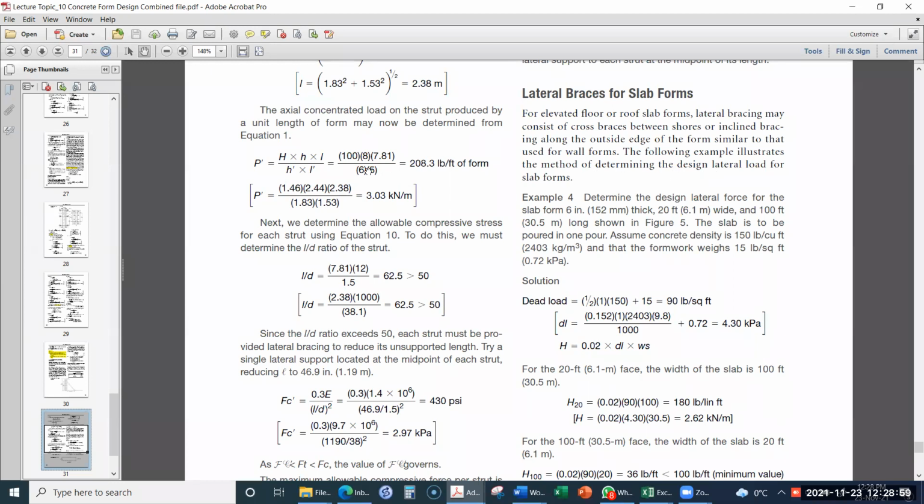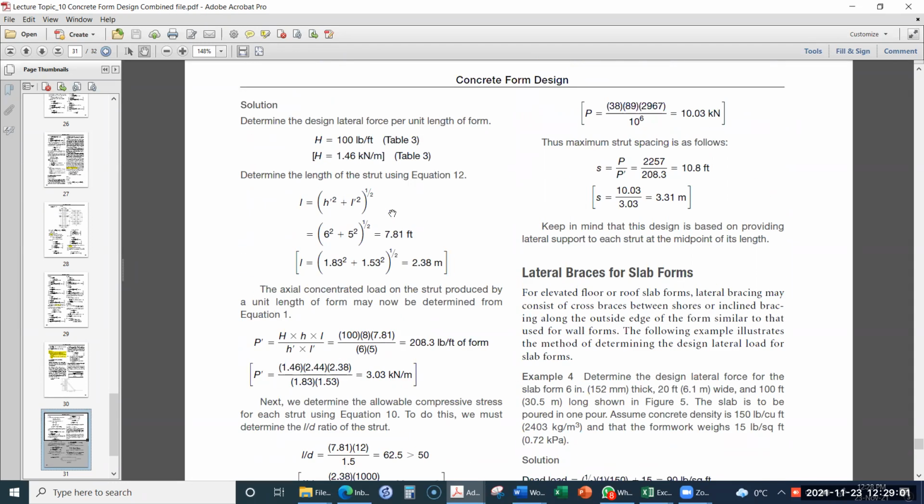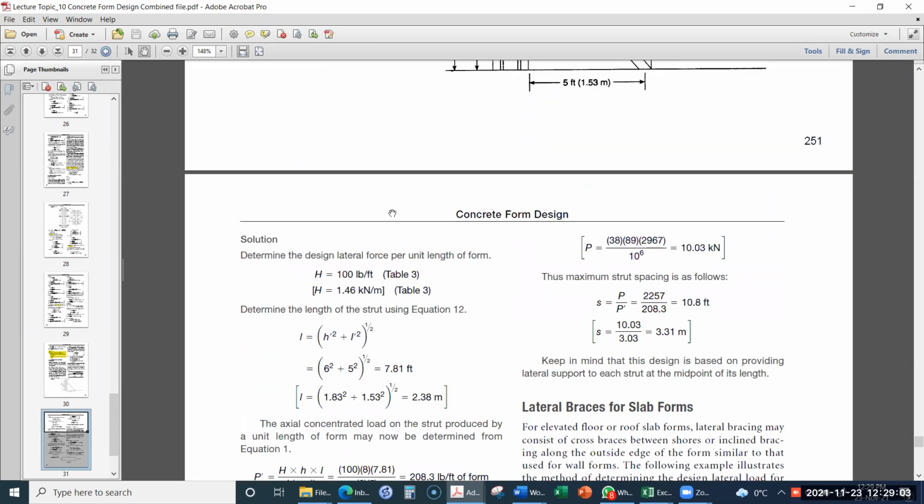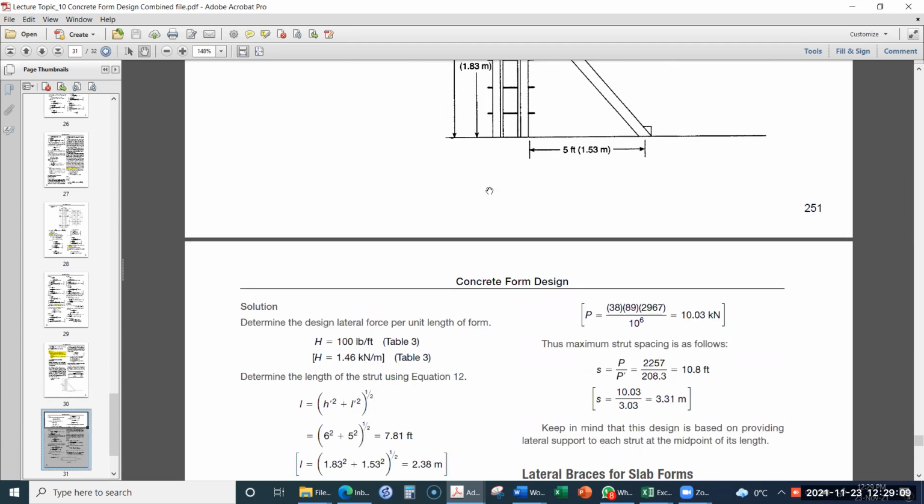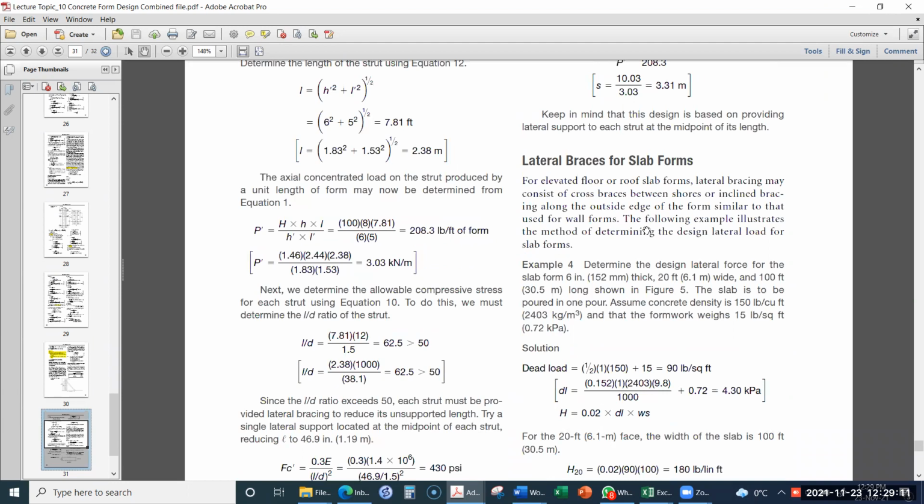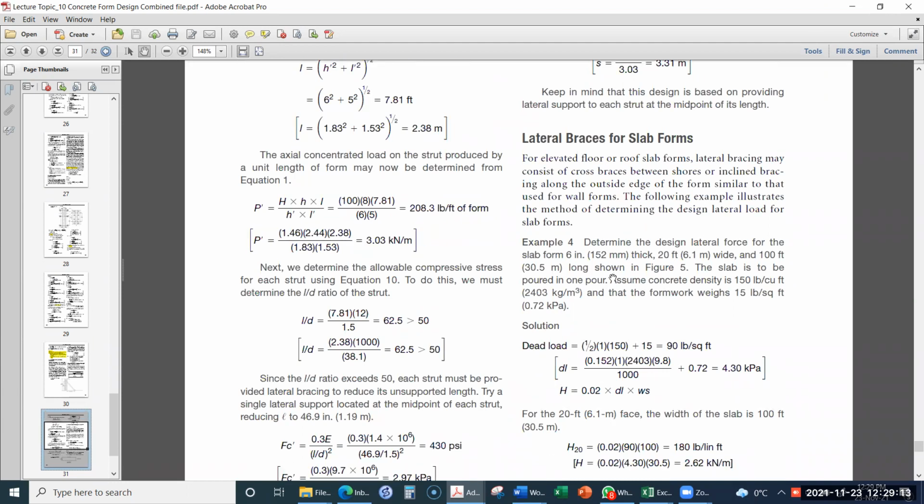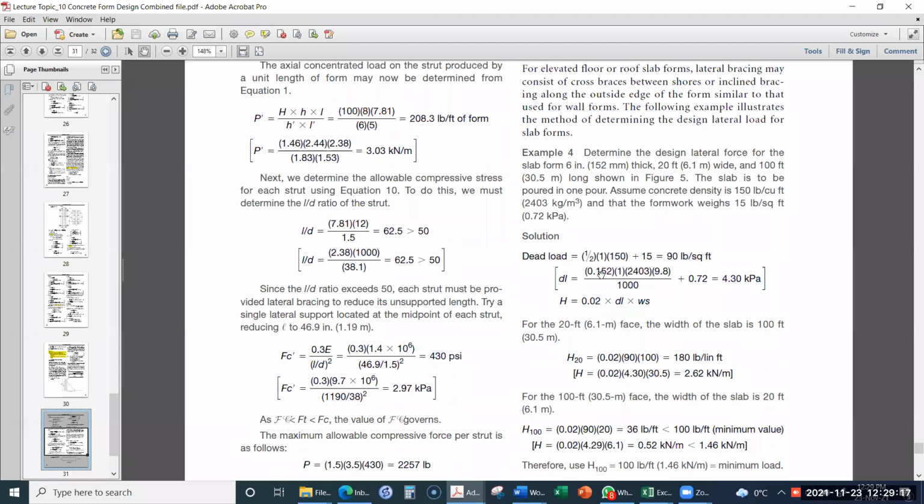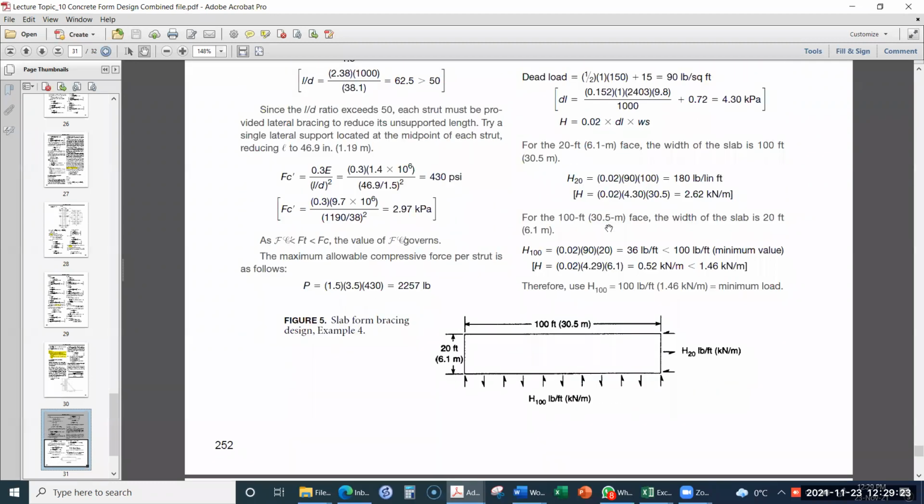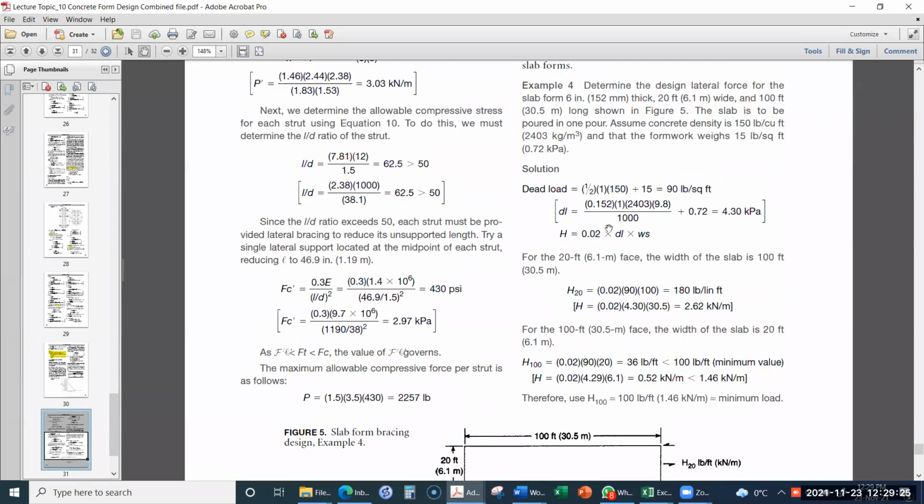So just like for the column design, if we can determine the design lateral load, we can design the lateral bracing. Similarly, if we can determine the lateral load for the slab forms, we can also design the lateral bracing. So in this case, the example determines the design lateral load.